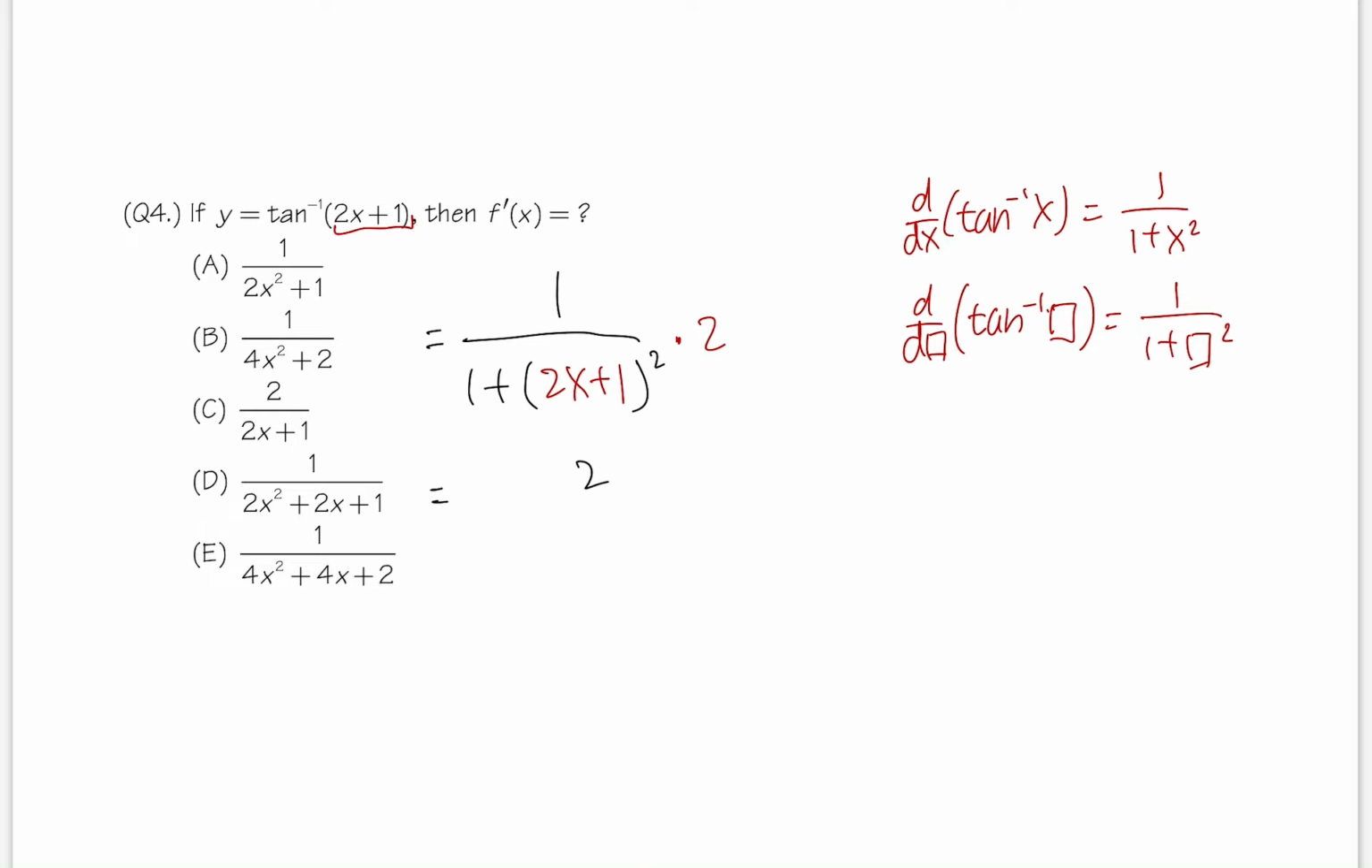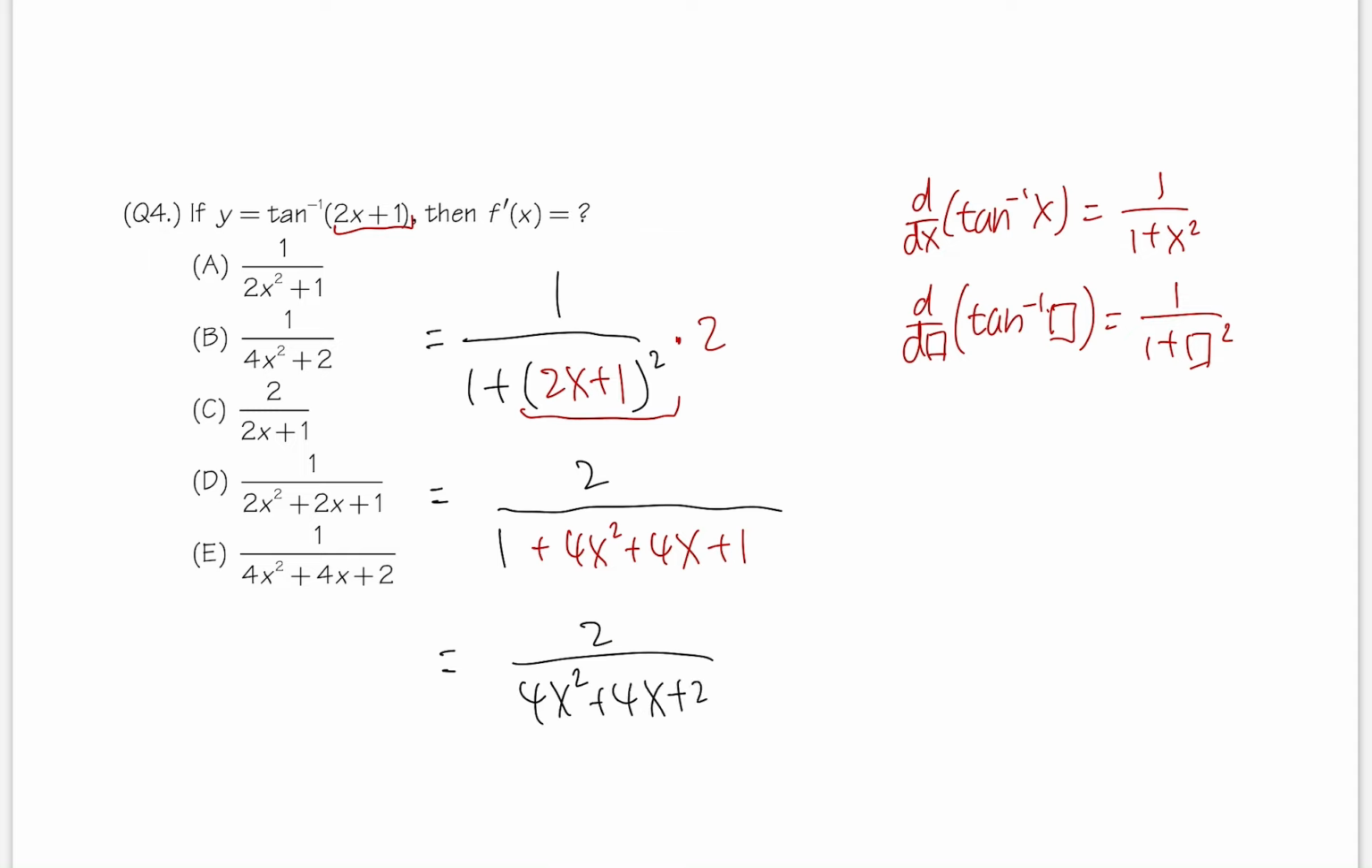On the top, we have 2. On the bottom, we have 1, and we will have to expand this. So (2x plus 1) squared, use the formula, we get 2x squared, we get 4x squared, plus twice this and that, so 2 times 2x times 1, so altogether we get 4x. And lastly, 1 squared is just 1, alright? And it looks like we can add a 1 together, so 2 over 4x squared plus 4x plus 2.